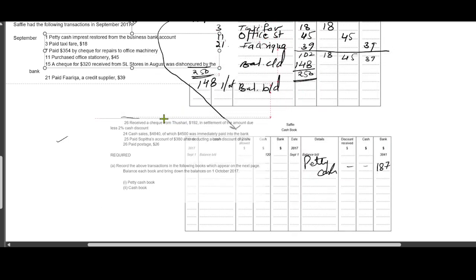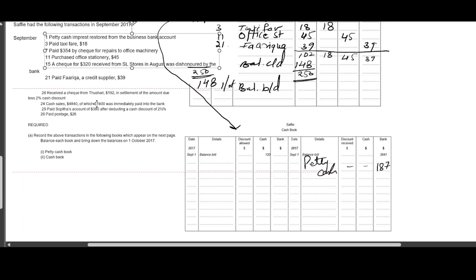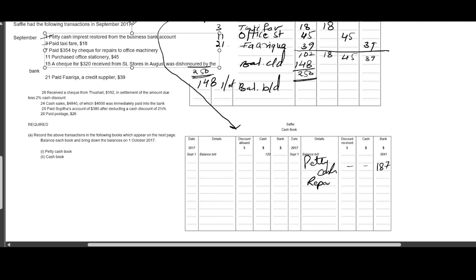Okay, so this is the question in front of you. Now from this question you have to make a cash book. Above 100, because whatever we did already in the petty cash book we are not going to record in our cash book. So this is gone already. Paid 354, you paid it for repair. So for repair, in the bank column write down 354. Then 45 already done. Then there is a dishonored check, SL Stores, and 320 is your dishonored check.